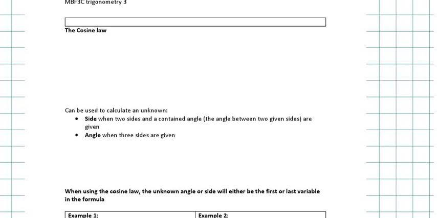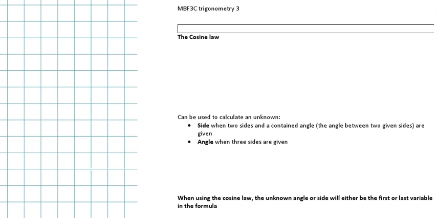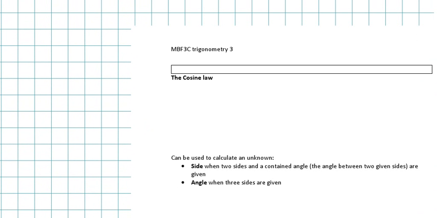Now, the cosine law is used in two cases, okay? Case number one is when I have two sides and the angle between them. It has to be the contained angle. If it's not the contained angle, then you cannot use the cosine law. And in this case, you'll be solving for the third side, okay? So you'll be solving for the third side.